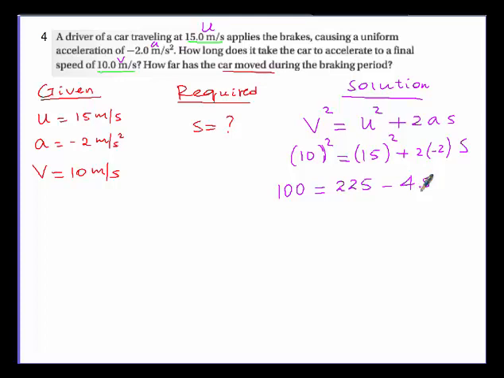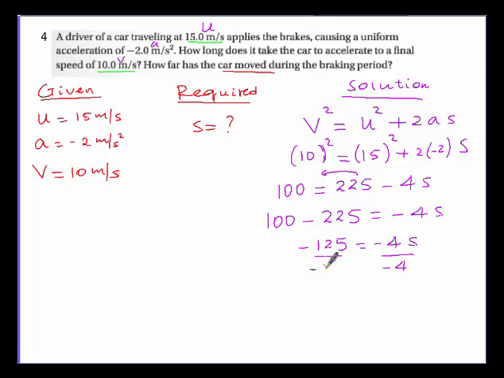Now let's collect number to number. Let's bring this to the left, so it will be 100 minus 225 is equal to negative 4 times s. So when you subtract 225 from 100, it will be negative 125, which is equal to minus 4s. So to find s, we divide both sides by negative 4. This negative will cancel out by negative, negative 4 will cancel by negative 4.